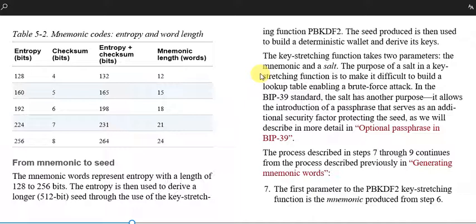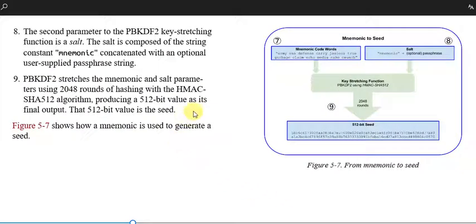The process described in steps 7 through 9 continues from the process described previously in generating mnemonic words. The first parameter to the PBKDF2 key stretching function is the mnemonic produced from step 6. The second parameter to the PBKDF2 key stretching function is a salt. The salt is composed of the string constant "mnemonic" concatenated with an optional user-supplied passphrase string.